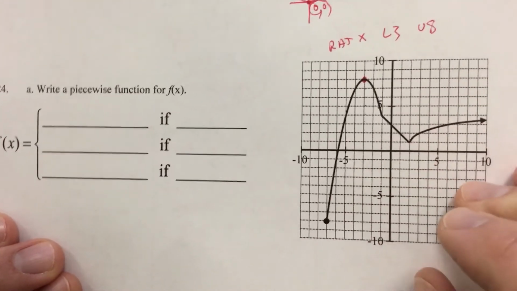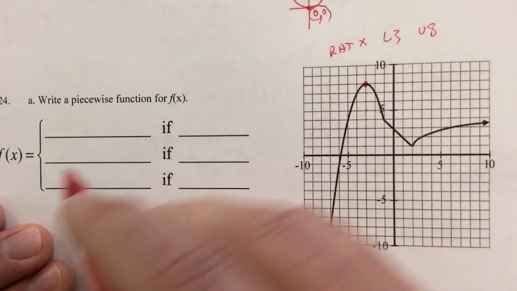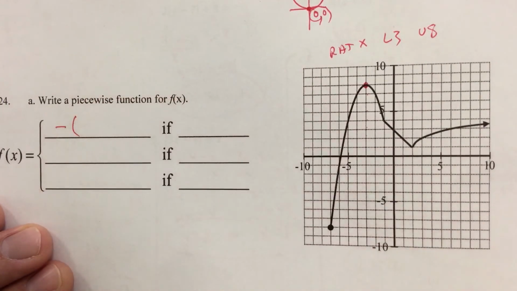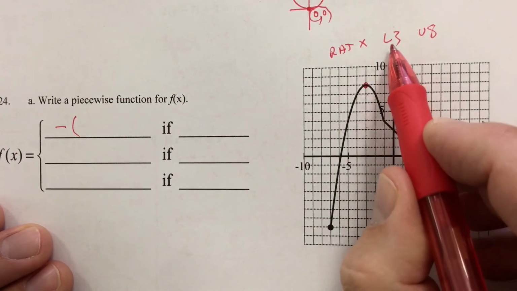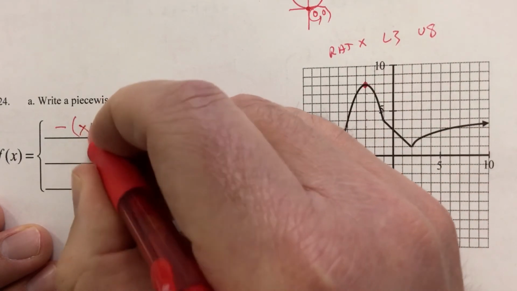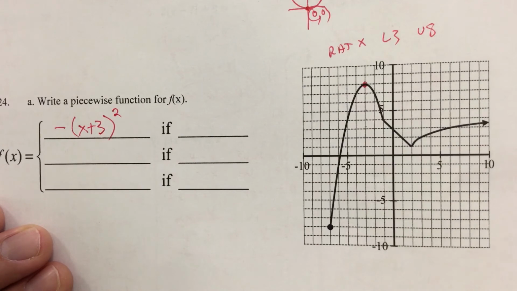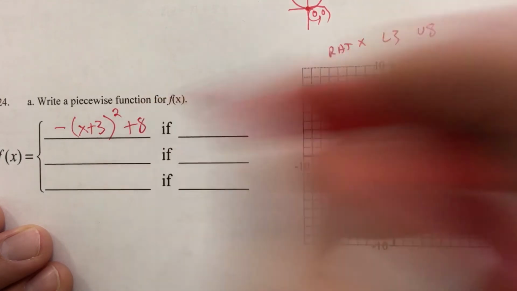So how would you write that equation? Well, we have x squared, so we got to modify x squared. So I'm going to first put a negative in front because that's going to give my reflection. The left 3 movement is going to be an x plus 3 on the inside. So (x plus 3) squared. And then the up 8 is going to be plus 8.